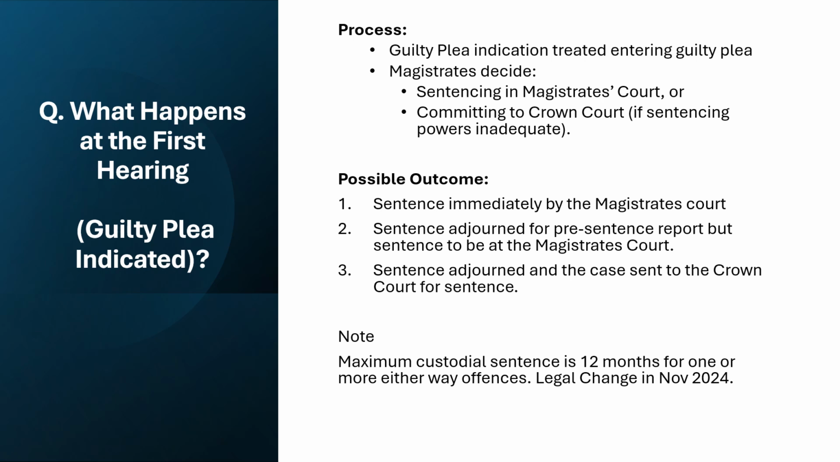And just note this legal change that took place in November 2024. The maximum custodial sentence is 12 months for one or more either way offences at the Magistrates Court. That change took place in November 24. Before November 24, the maximum custodial sentence was 6 months for an either way offence. So there's a big change there.